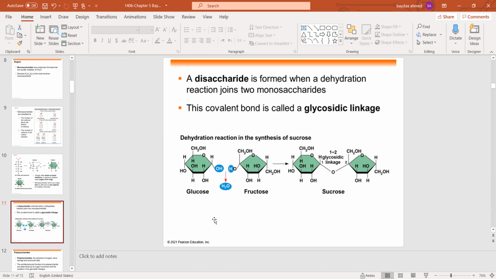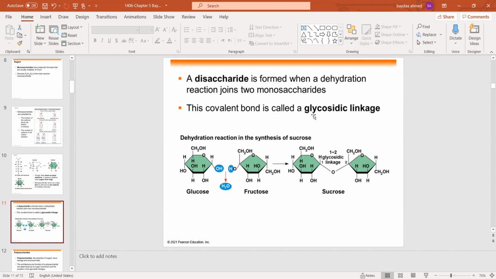Disaccharides consist of two monosaccharides joined by glycosidic linkage. This is the name of the covalent bond between the monomers of the polymers of carbohydrates. So the type of covalent bond in carbohydrates is glycosidic linkage. This is a covalent bond formed between two monosaccharides by a dehydration reaction.